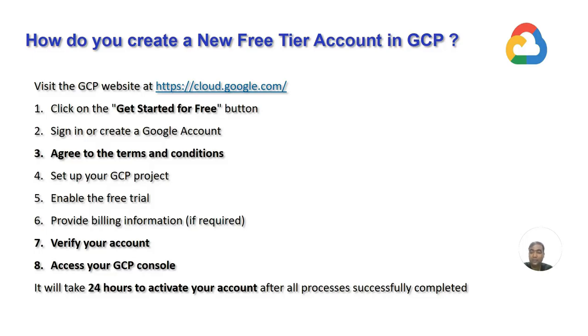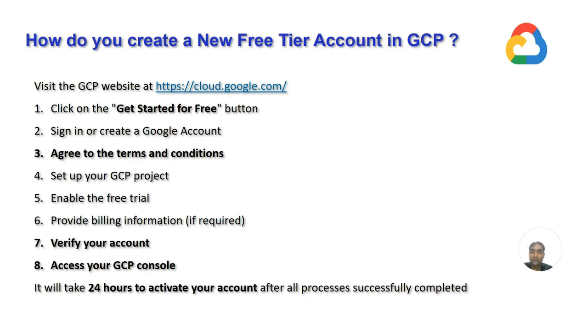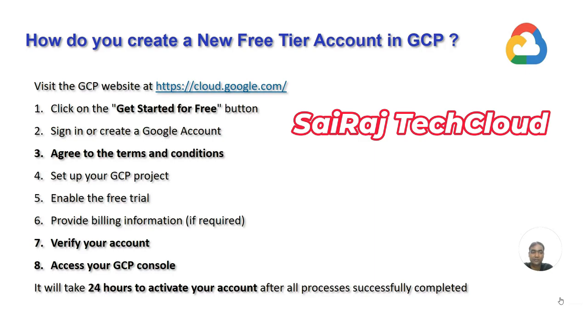It means the Google Cloud team will verify your account, and after verification they will send an email to you. Just go through your email account and click on the console page, then automatically it will be activated for your GCP free tier account. Then you will start the practice for Google Cloud. Guys, let's navigate to the website page, so that I will guide you how to create a new free tier account on GCP.